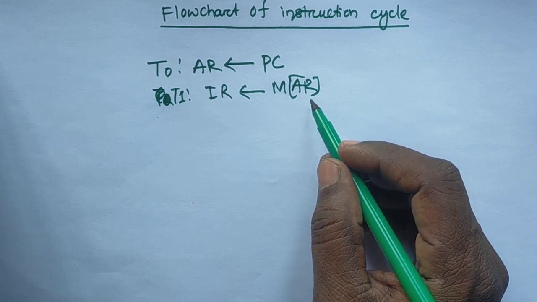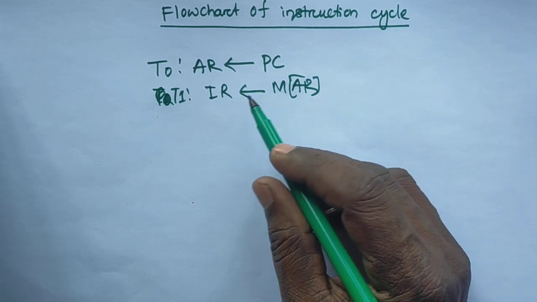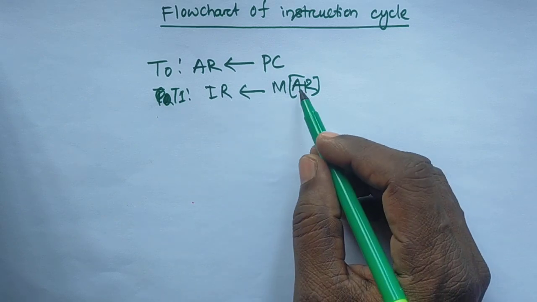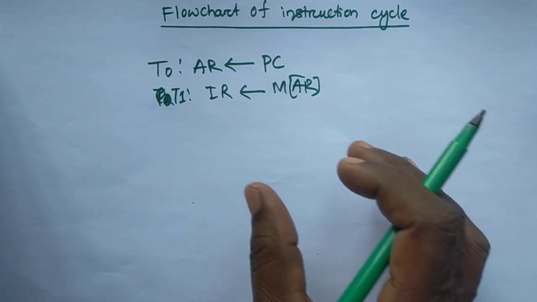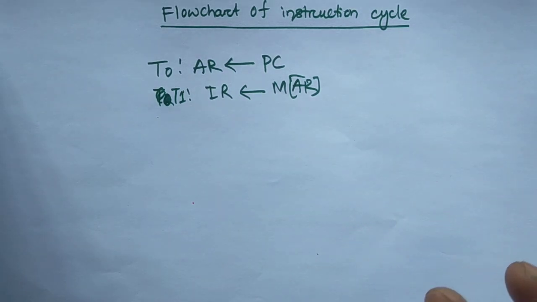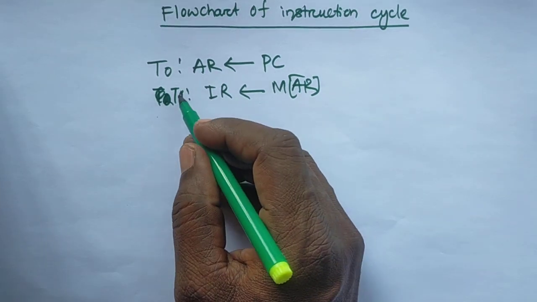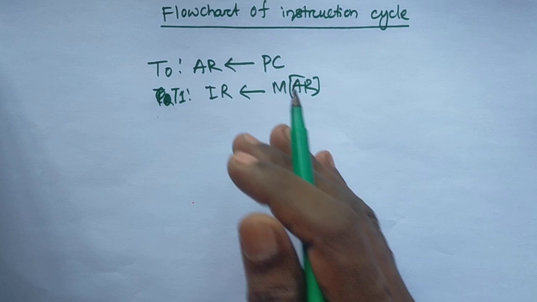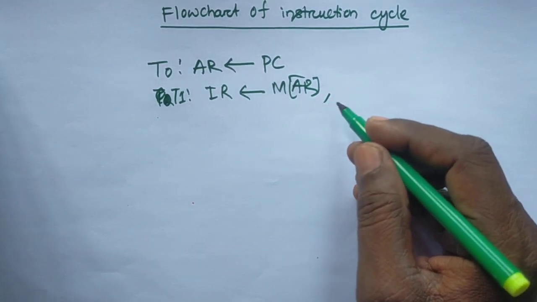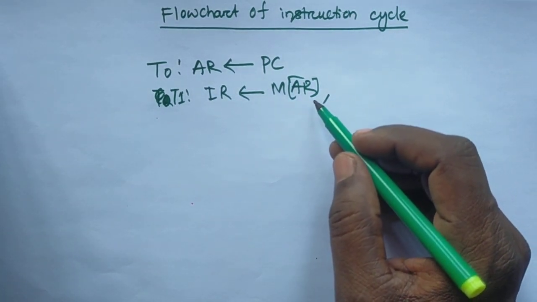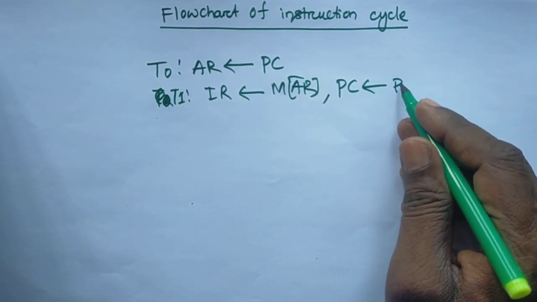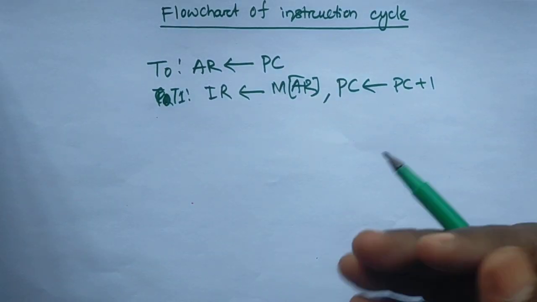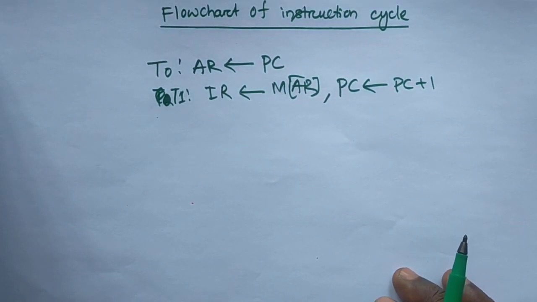Because the address register gives the address of a particular instruction in memory. Whenever the t1 time slot comes, it is transferred to the instruction register. And at that time, whenever the instruction is transferred to the register, PC will be incremented. That means it is ready for the next instruction.